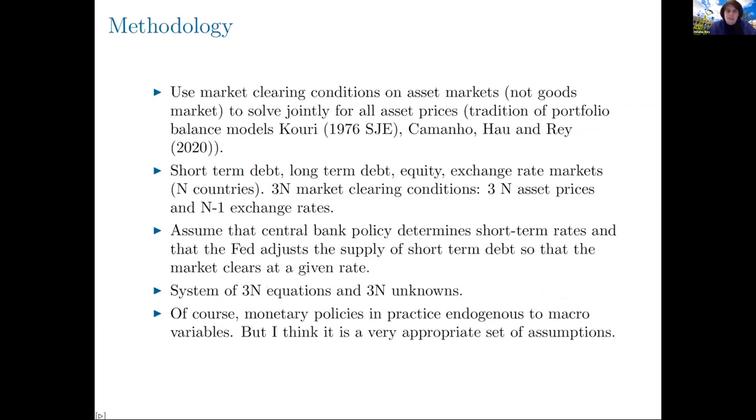Well, as Moto described, they use the market clearing conditions together with the asset demands. And what is important to see, I think, is that they use the market conditions on asset markets. So goods markets are completely out of the picture here. In that respect, they are very much in the tradition of the portfolio balance models a la Curie, or some work which I've done with Harald Hau also in the past. And they have, in a way, too many prices to determine given the number of market clearing conditions.